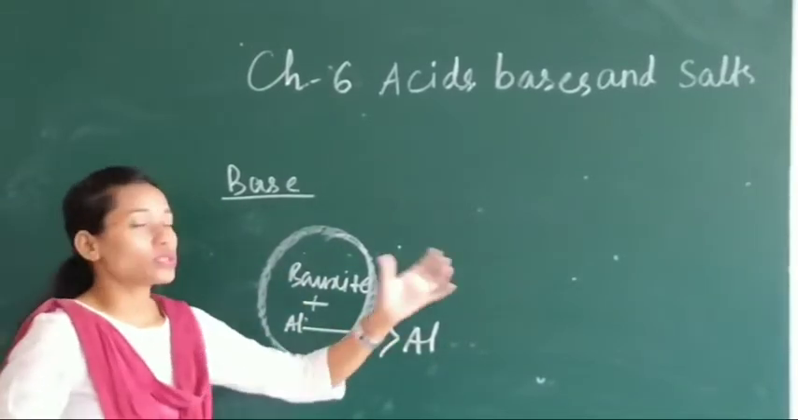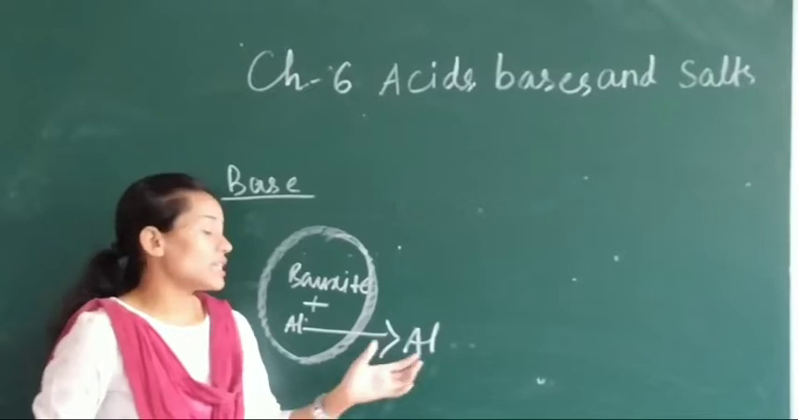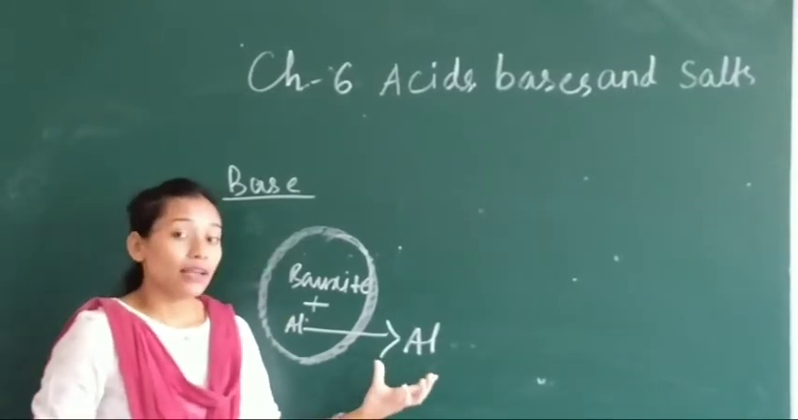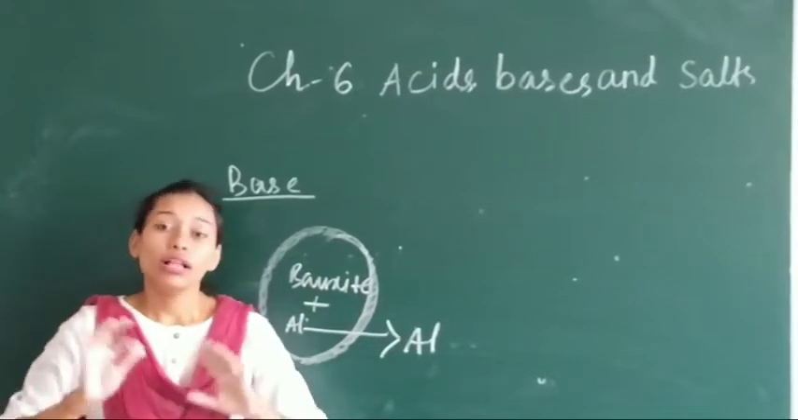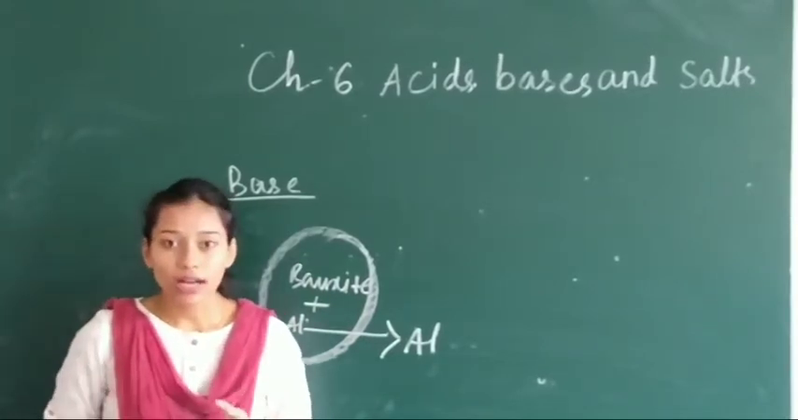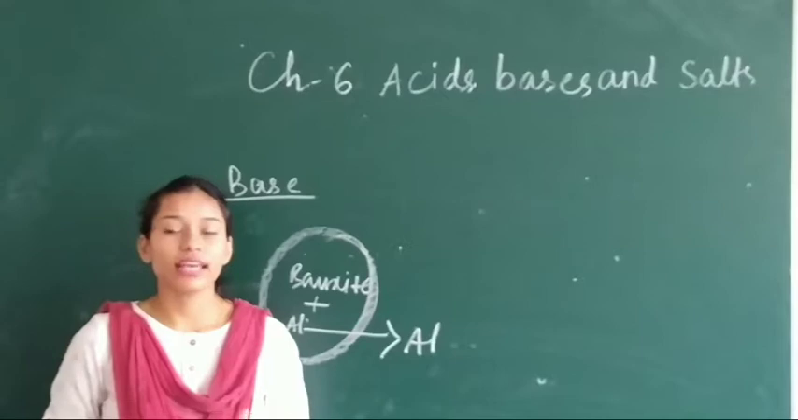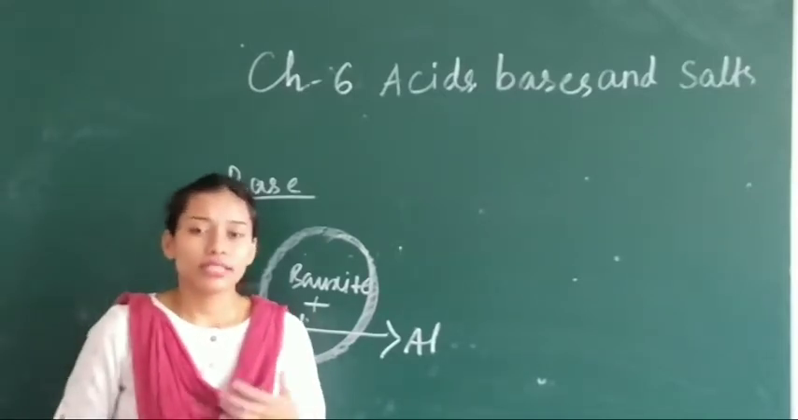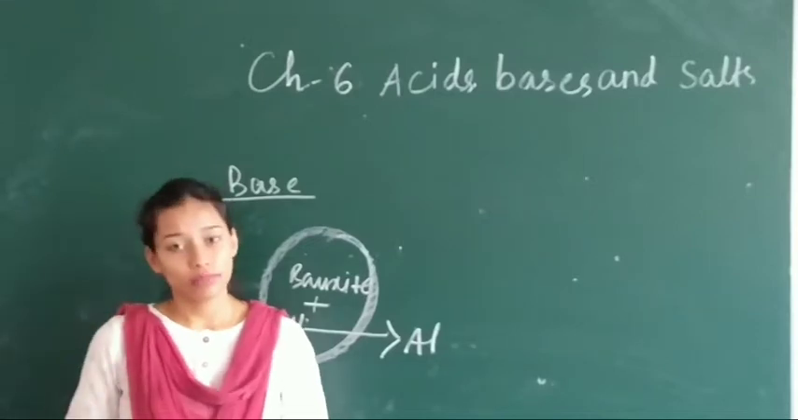Then we will use this aluminum for several purposes. Okay? We need to extract this aluminum from bauxite ore. All the metals present are not found in a pure state. Okay? They are always found in a mixed state. Later on, we need to separate them by several chemical processes. Okay?